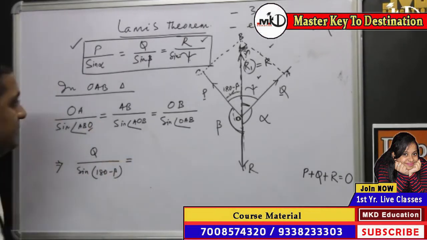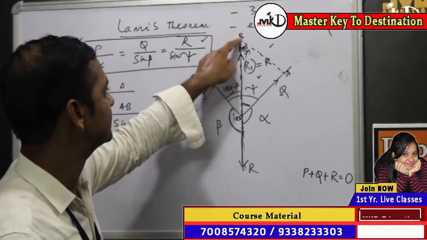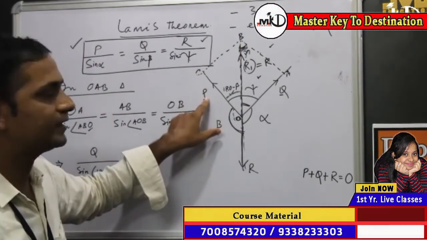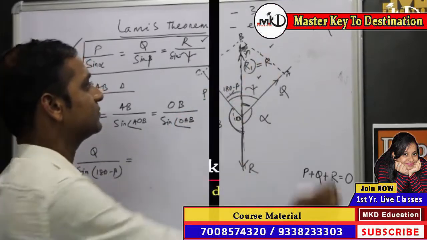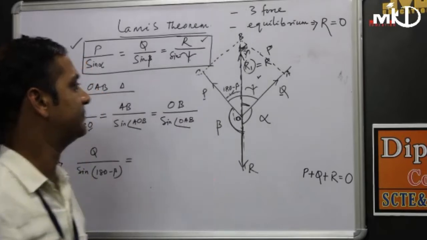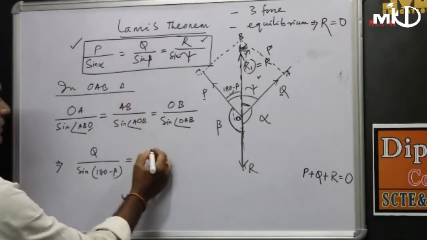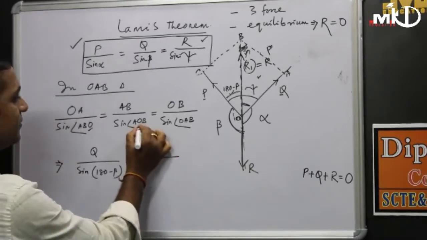Then come to the second part, that is AB. So AB means what? A to B. What is its magnitude? We know from the figure that OC is the magnitude of force P. P है, तो उसका जो opposite वाला side, उसका भी magnitude वही same होगा, that is also P, because in a parallelogram opposite sides are equal and parallel. So in place of AB, we can write P divided by sine of AOB.